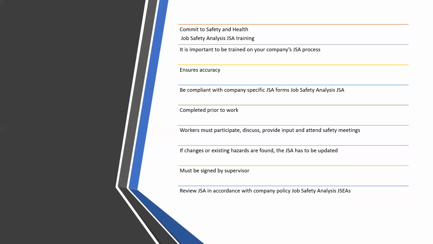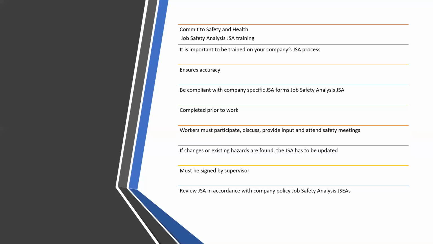So a commitment to safety and health, JSA, you have to have training. Just like anything else that your employees do, they have to have the proper training in place so they know how to use it. So it's important that your employees be trained on the whole JSA process. This is something you will have to roll out to them if it's new to them. It's going to help ensure accuracy. So proper training is going to make sure that it's done correctly. And if it's not done correctly, it's not very useful.